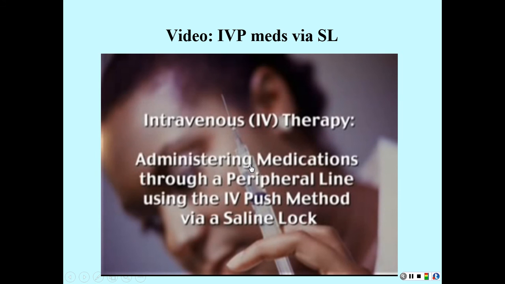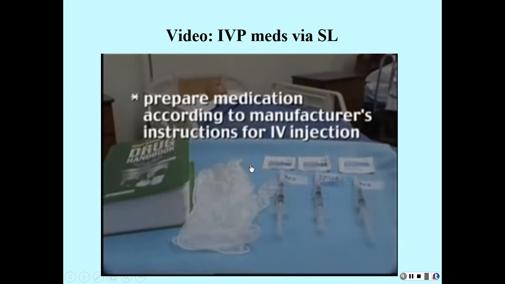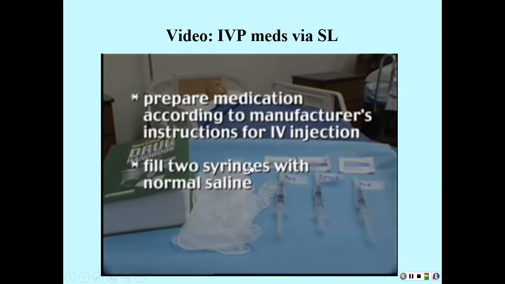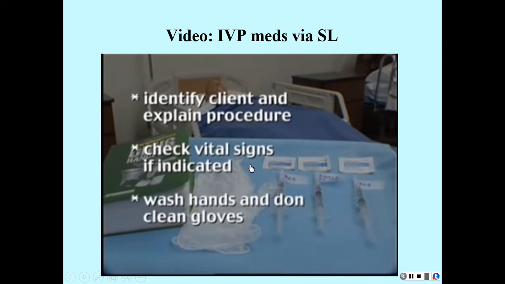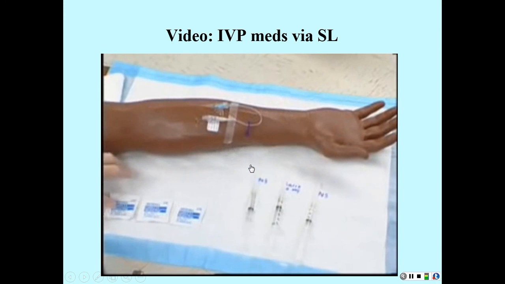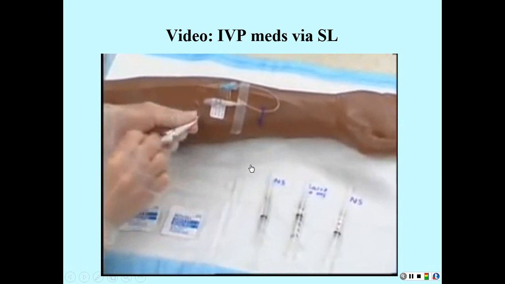Administering medications through a peripheral line using the IV push method via saline lock. Prepare medication according to manufacturer's instructions for IV injection. Fill 2 syringes with normal saline. Label all syringes. Identify client and explain procedure. Check vital signs if indicated. Wash hands and don clean gloves. Cleanse needleless injection port with alcohol swab.